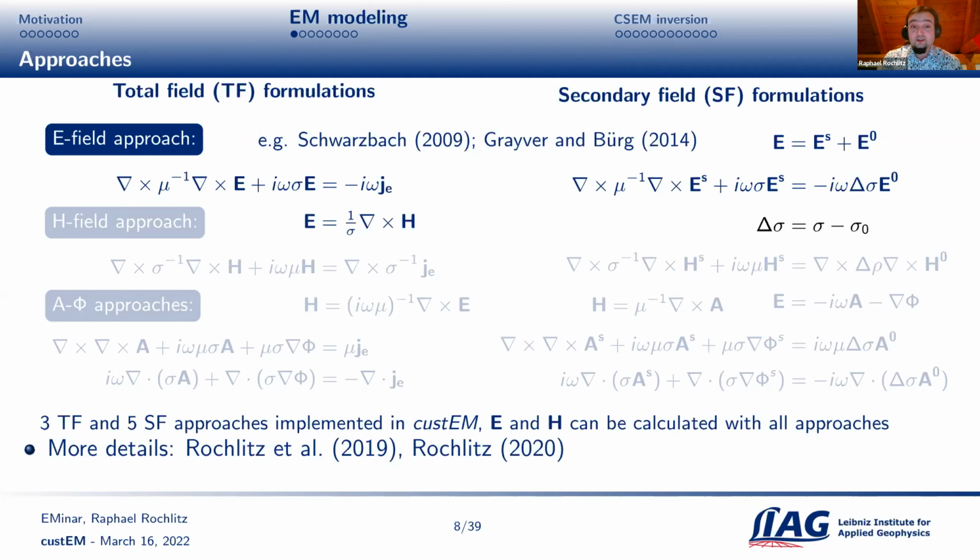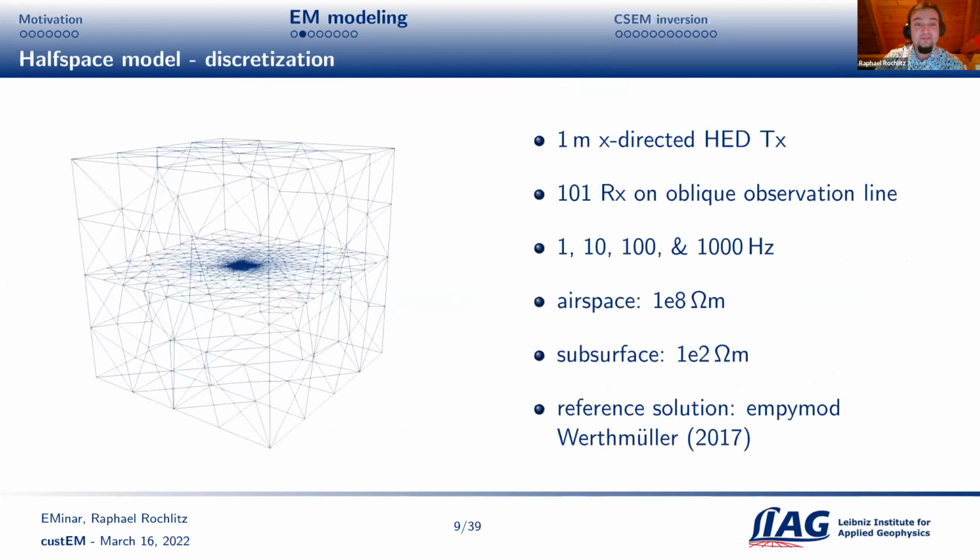The alternative, as I already mentioned, is secondary field formulations. They are also available in custEM, but these are preferably used for flat surface geometries. If you are interested in more details, I just want to refer to the publications about custEM in the last years.